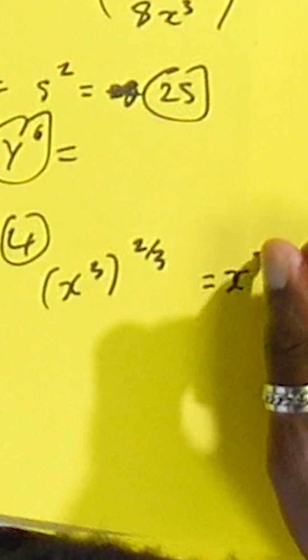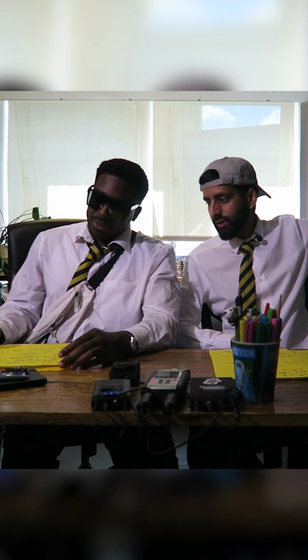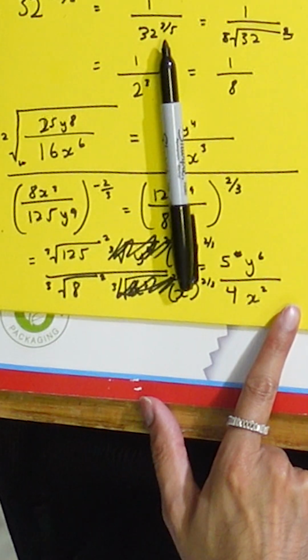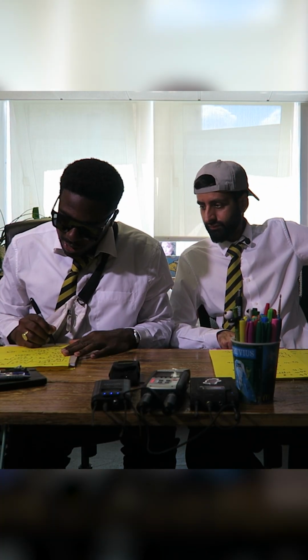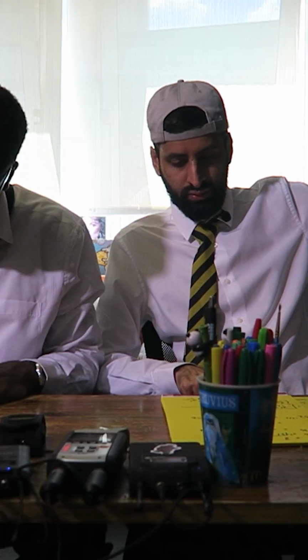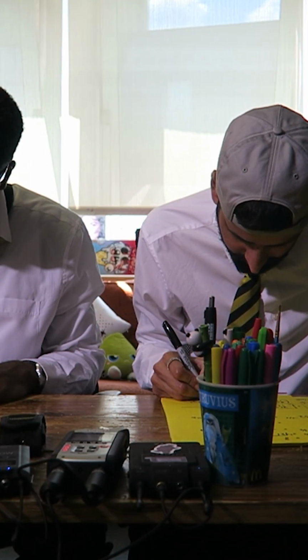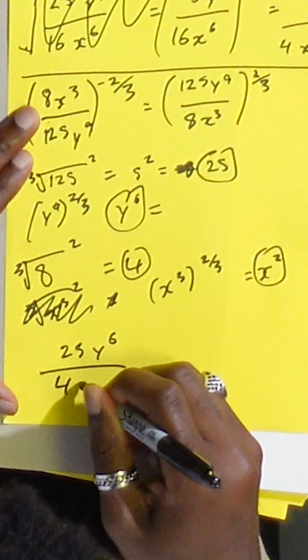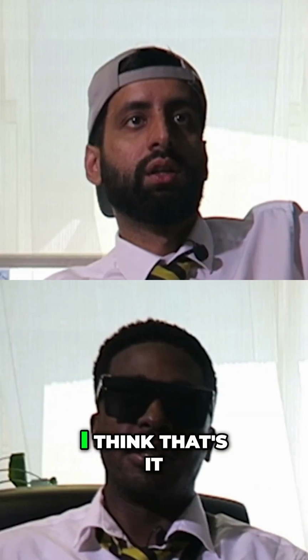Come on. And now we combine all that in the equation. So it's 5 y to the power of 6. Wait, hold on. You put 25. Or is it 25? Yeah, it's 25. 25 y to the 6 over 4 x squared. I think that's it, innit? Yeah. Well done, boys.